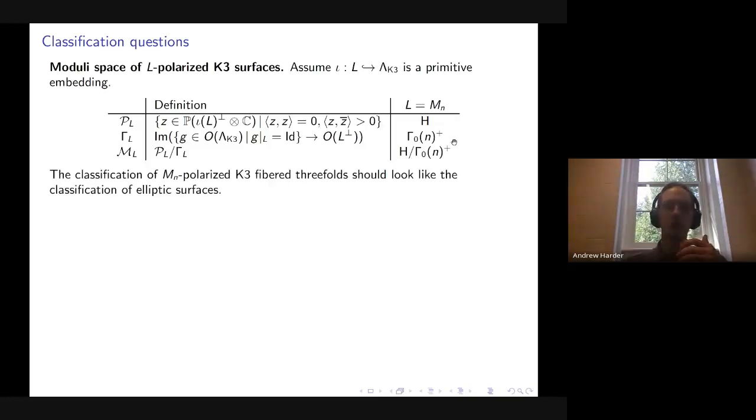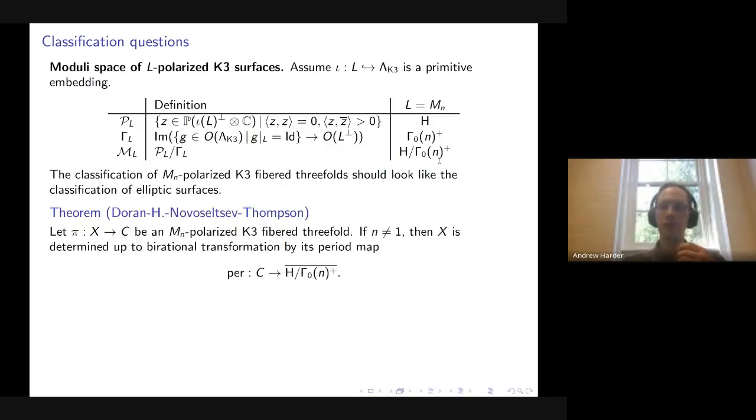Okay, so the point of this whole exercise is to say that if I want to think about the periods or moduli of Mn polarized K3 surfaces, well, the period maps are going to look like maps from a curve to a modular curve. And this is very similar to the case of elliptic surfaces, where the period map was a map from a curve to, instead of Gamma naught of n plus, it was just SL2Z. So it's a very similar situation in terms of just period maps.